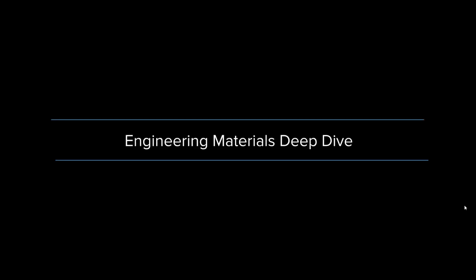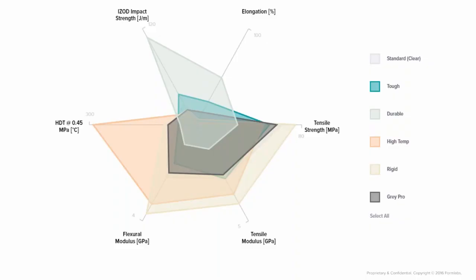Jumping into the materials, we have actually 6 different engineering materials. We also have a range of standard resins and also dental materials. But for today's presentation, we're going to talk about our engineering materials. So you can see them all laid out on a heat map here.